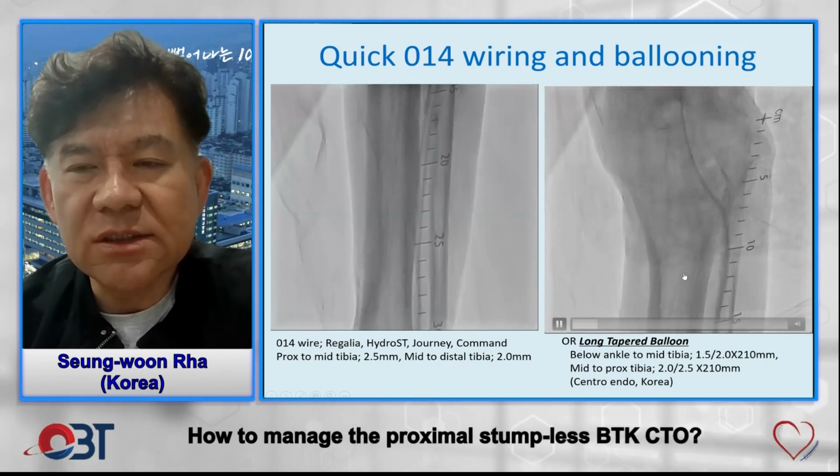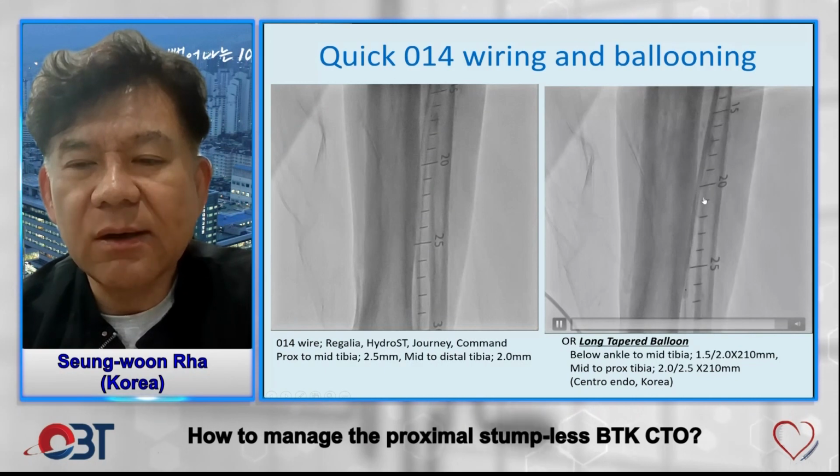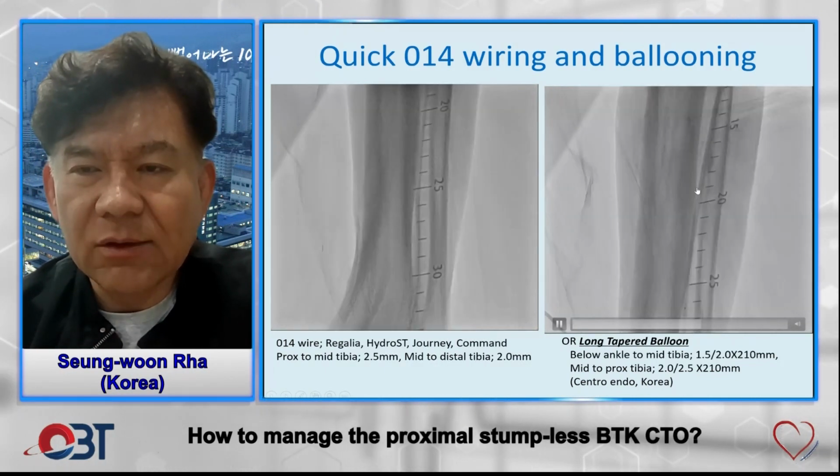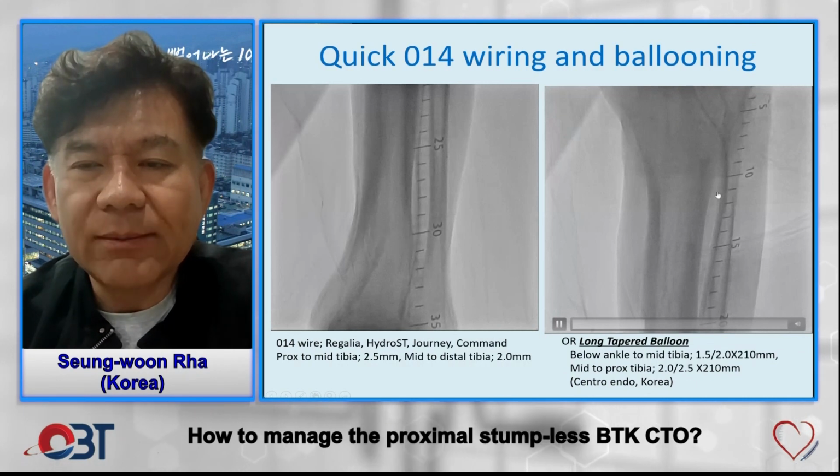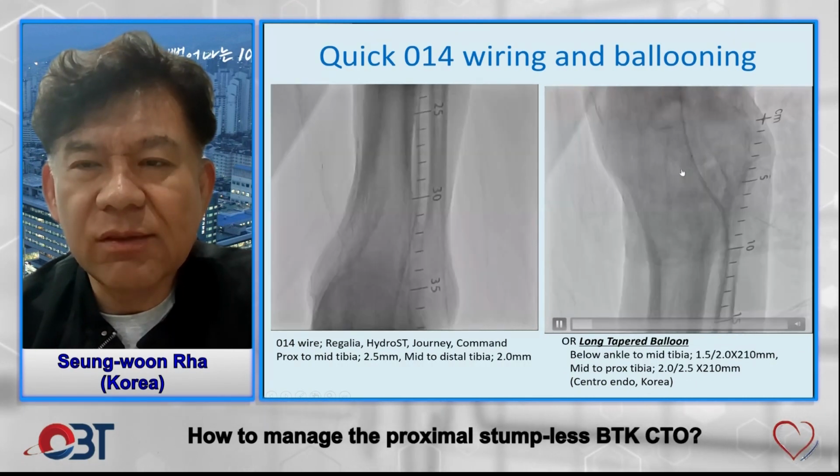The 2.5, the Japanese group they tell that the balloon should be bigger than the angiography finding. The 2.5 in our East Asian patients, 2.5 maximum, less than 3.0.